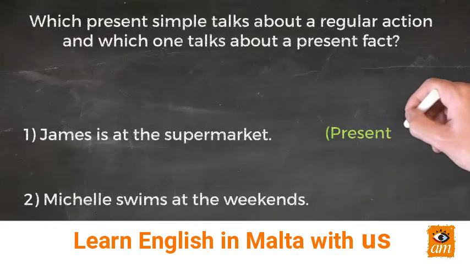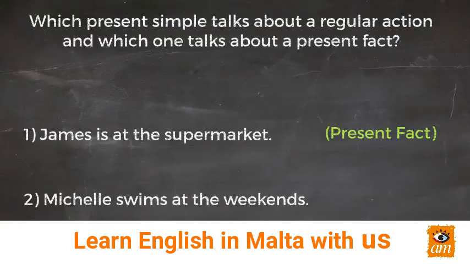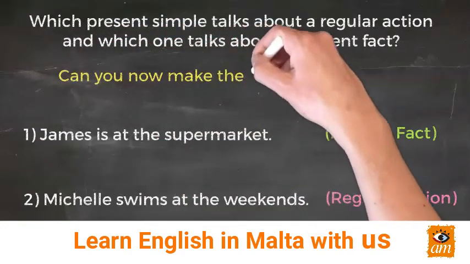That's correct. The first one is a present fact. And number 2 is a regular action. Can you now make the sentences negative?